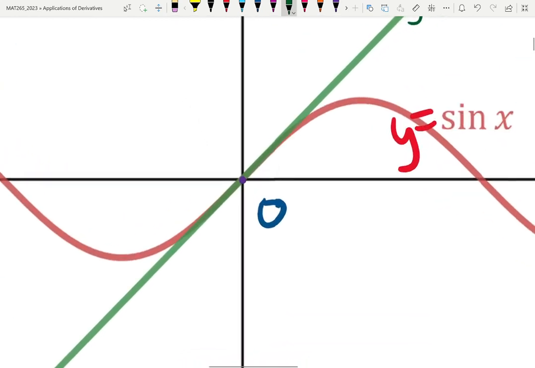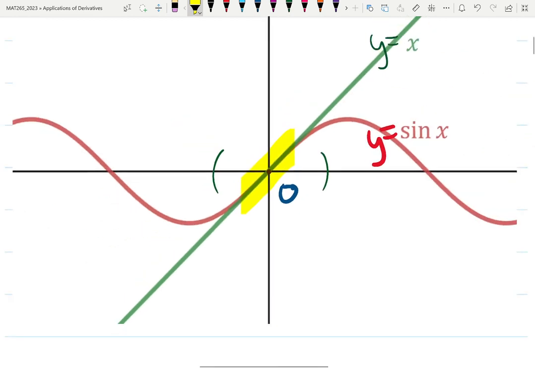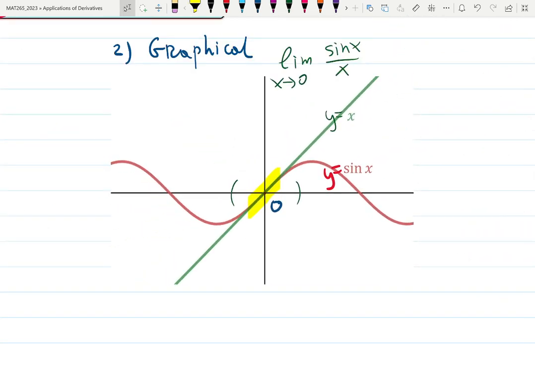And I mentioned before, if you zoom in a lot, they're the same. Around 0, sine has the same slope as x. Y equals x is a line. That means over here on this interval, you can use a line instead of sine. That's called linear approximation. We did it before. We're going to do it again.